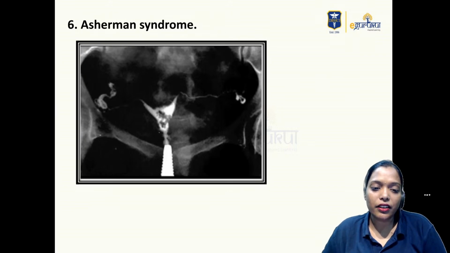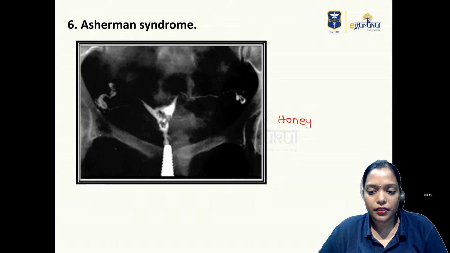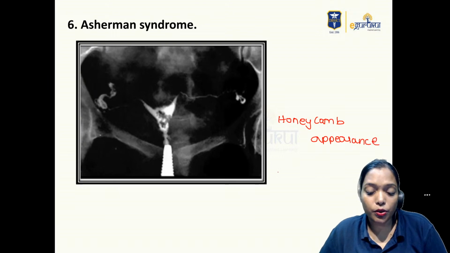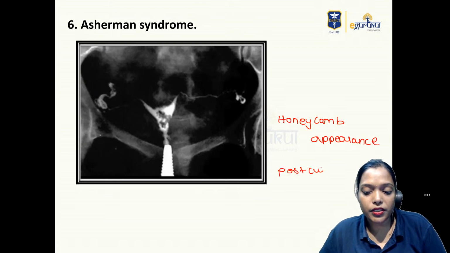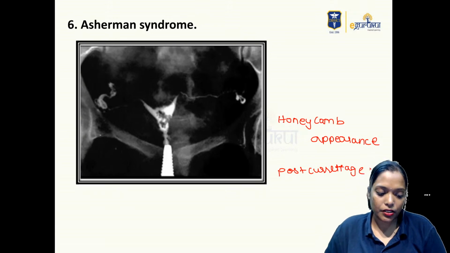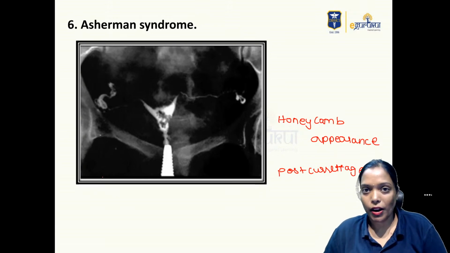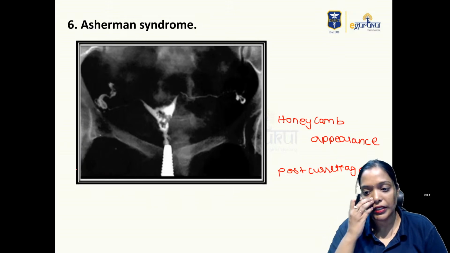This is the HSG of Asherman syndrome. This is a classical honeycomb appearance. Post-curettage, you have this honeycomb appearance, and this is Asherman syndrome. Okay, I hope there was one question on the HSG of Asherman syndrome, right?